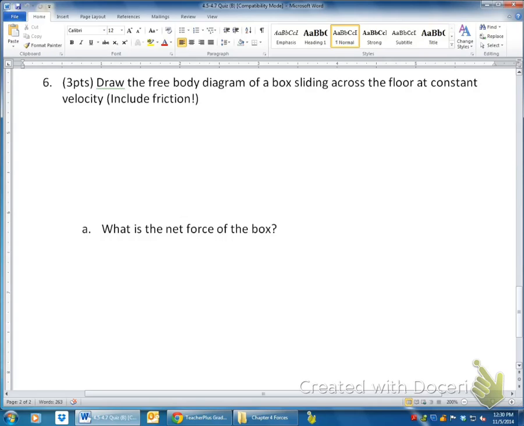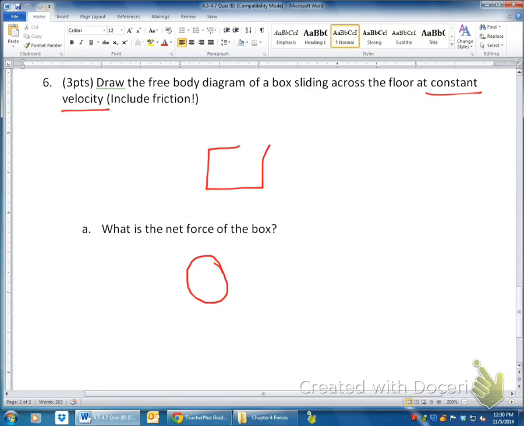Okay, so draw the free body diagram of a box sliding across the floor at constant velocity. What do we know the net force is of something at constant velocity? 0. Okay, so that should have been your first move. Mark a 0. Some people tried to attach numbers to this problem. Not necessary. I just needed the free body diagram. I think some of you might have been confused if it was attached to the one above that. It's not. So, separate.